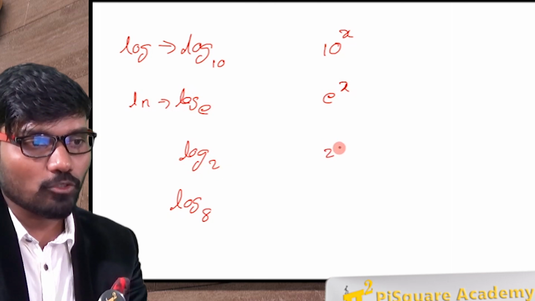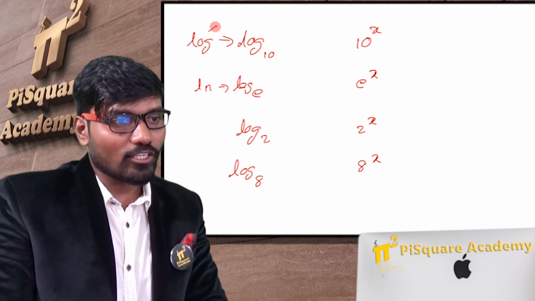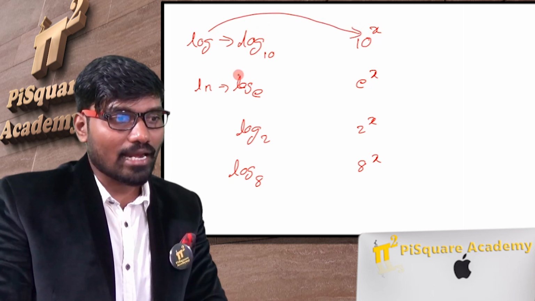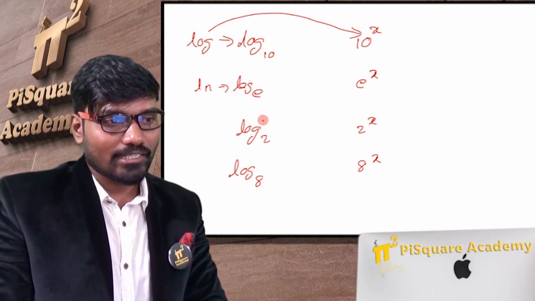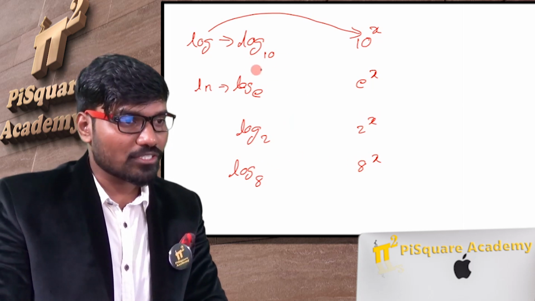For this, simply 2 power x. For this, 8 power x. This is the anti-log for base 10, this is the anti-log for base e, anti-log for base 2, anti-log for base 8. Okay, let's perform some operations.